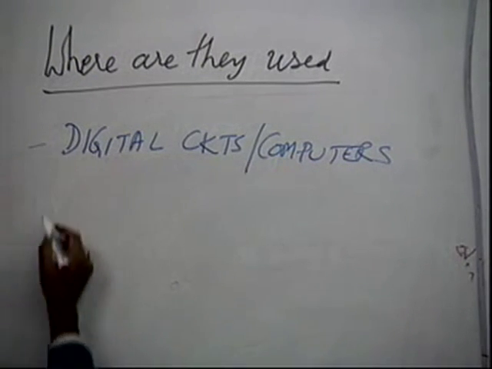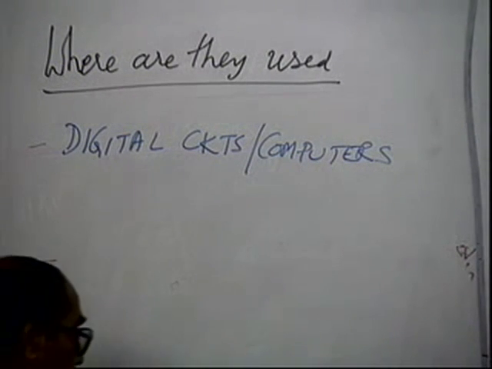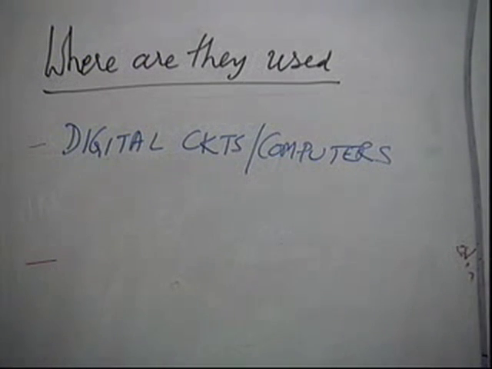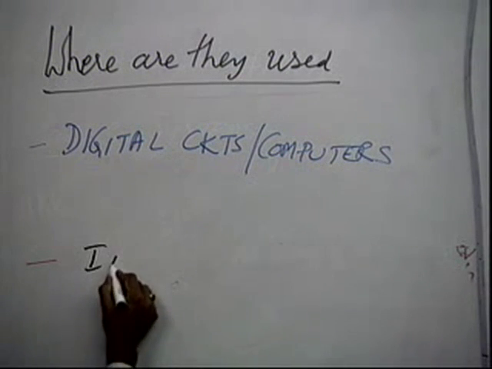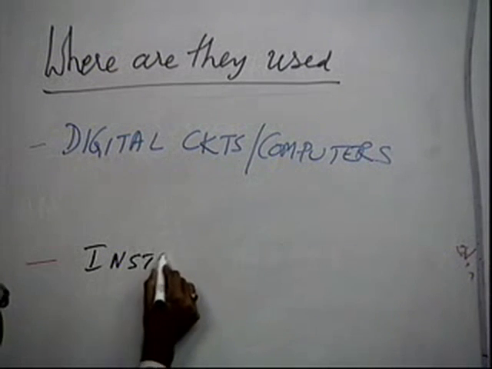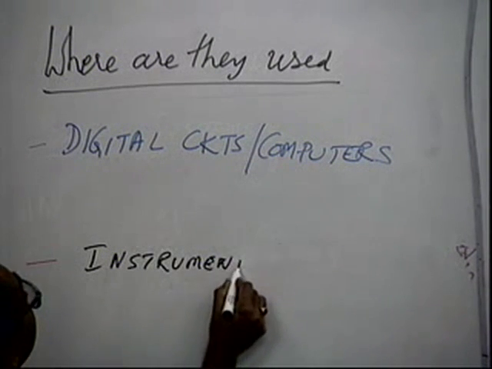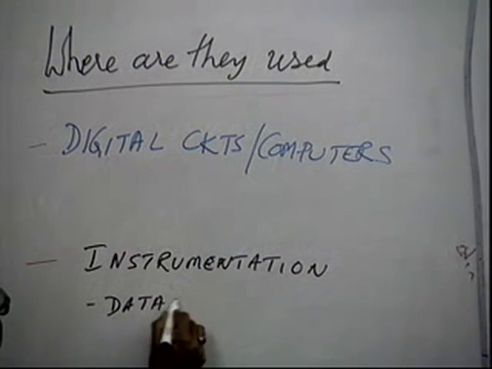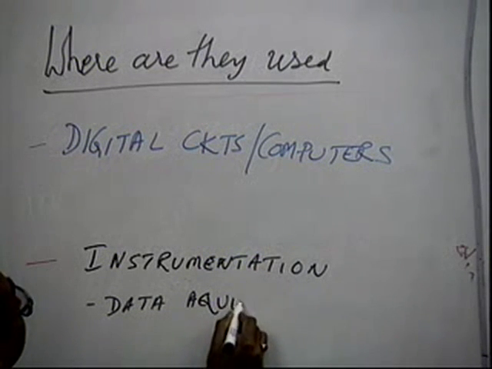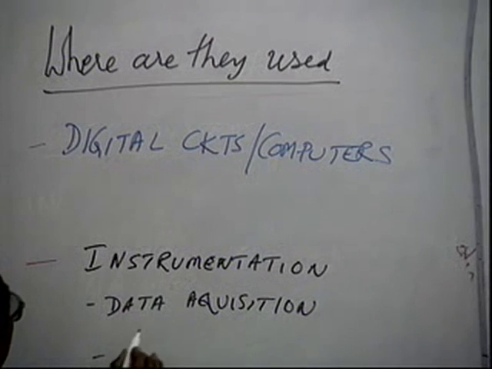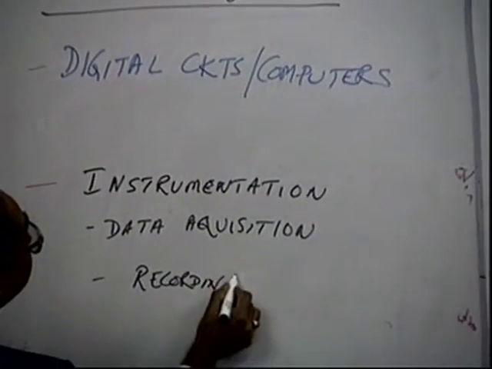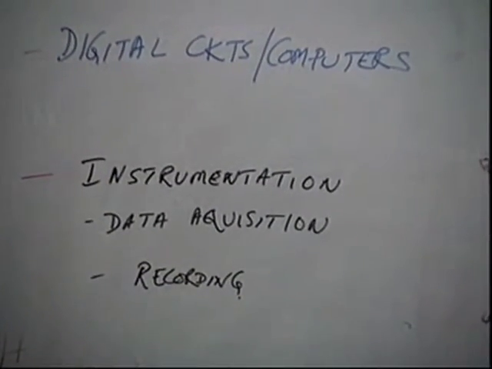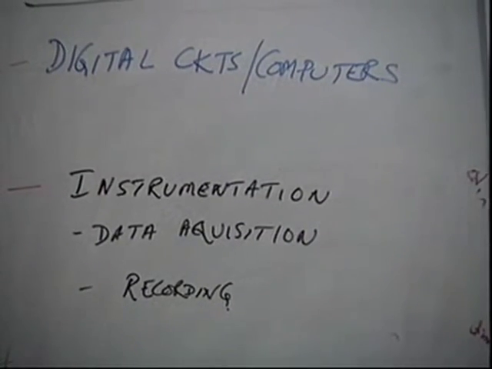Okay. Then anywhere else they are used? So CRT, cathode ray tubes. Yeah, they come as part of the electronics circuit. Okay, maybe we will call this instrumentation, then data acquisition, and also maybe recording. So they are all the applications where these transformers are required.